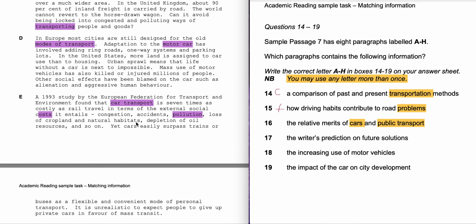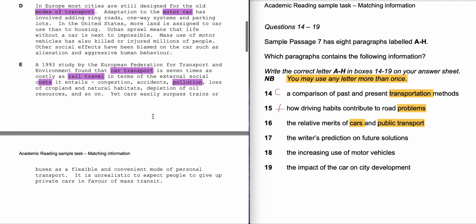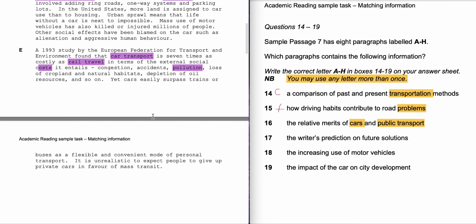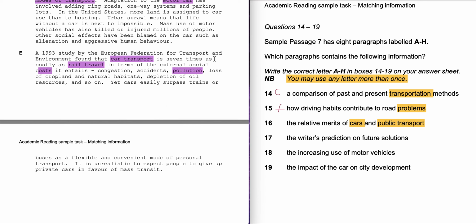A 1993 study by the European Federation for Transport and Environment found that car transport is 7 times as costly as rail travel in terms of the external social costs. It entails congestion, accidents, pollution, loss of cropland and natural habitats, the depletion of oil resources, and so on. So they were saying this comparison between rail travel and car transportation, which caused pollution, all of these impacts. So the answer to question number 16 is gonna be E.